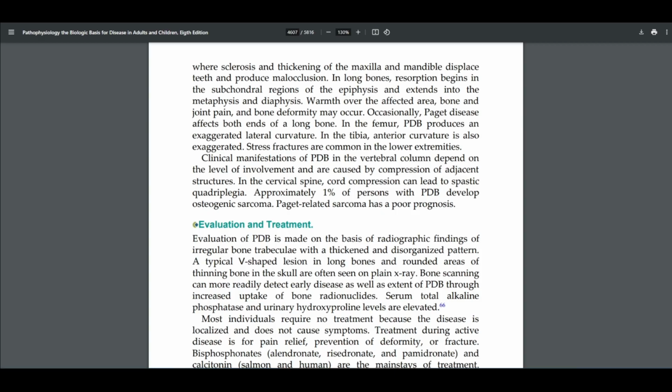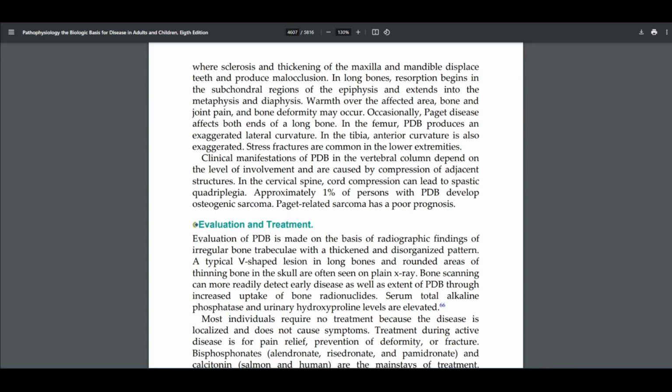Occasionally, Paget's disease affects both ends of a long bone. In the femur, Paget's produces an exaggerated lateral curvature. In the tibia, anterior curvature is also exaggerated. Stress fractures are common in the lower extremities.